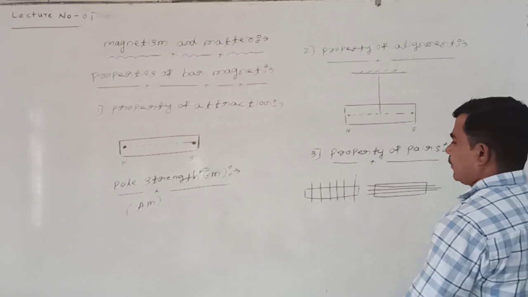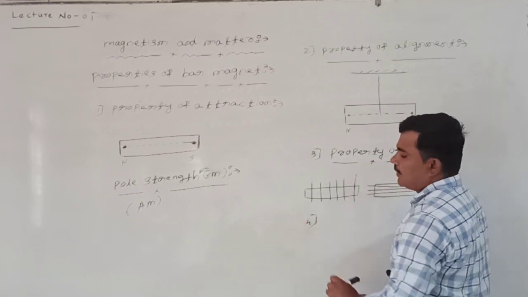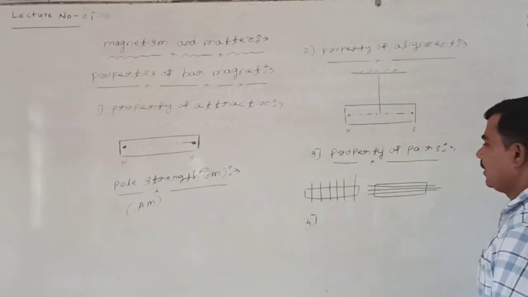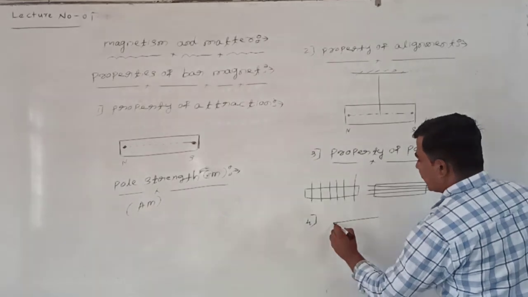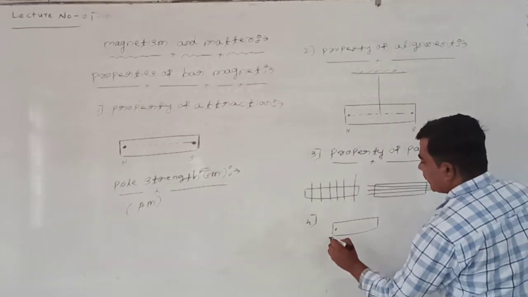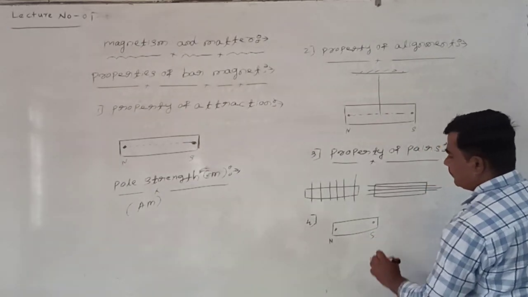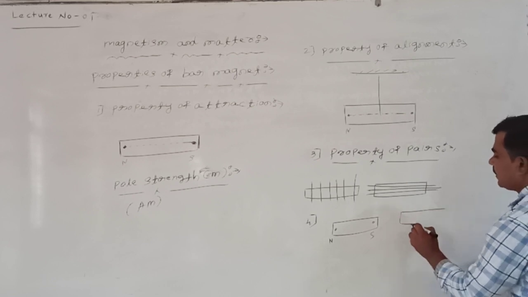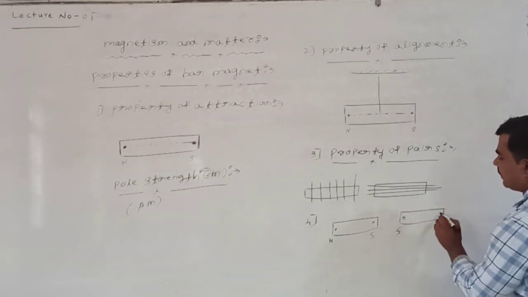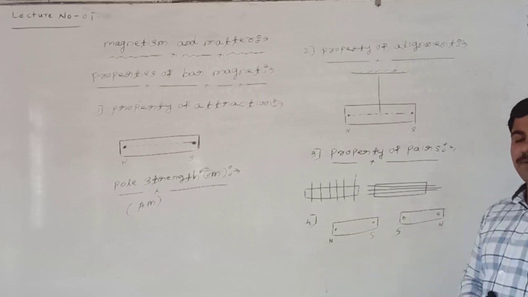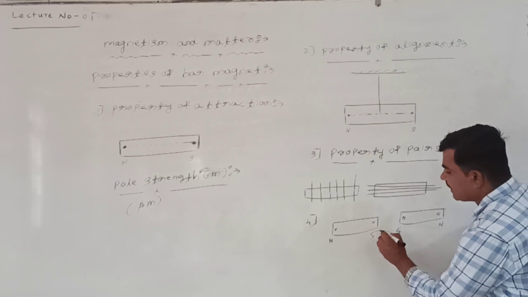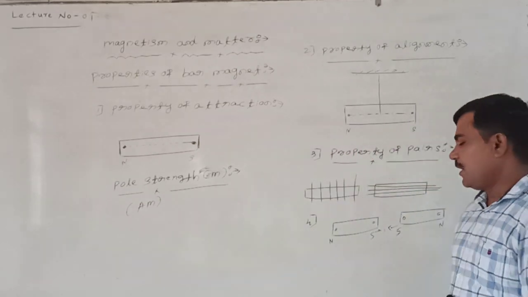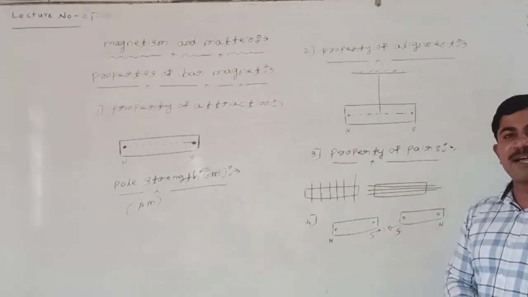The fourth property can be understood by taking 2 magnets. See here, how to take? I will take a bar magnet, right? This we call the north pole and this we call the south pole. Again I will take one more magnet, with this one the south pole and this one the north pole. We found that when a south pole is brought near a south pole, they repel each other.